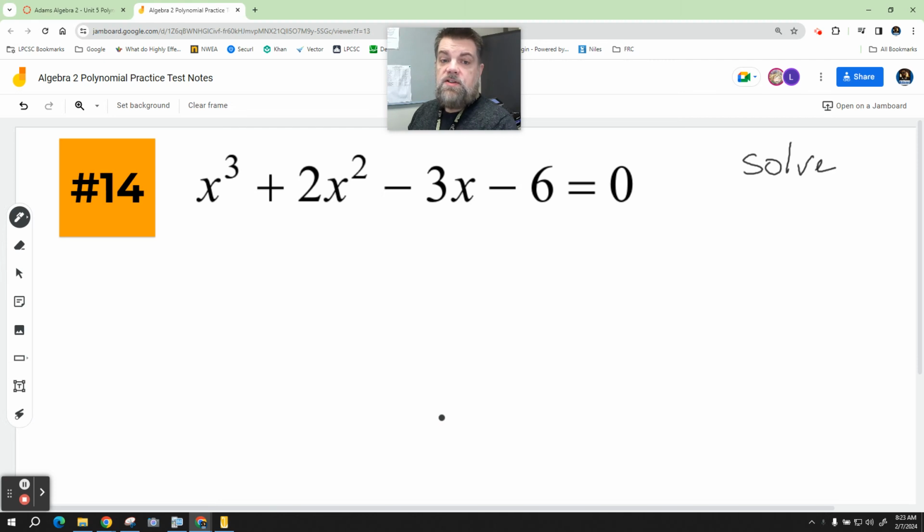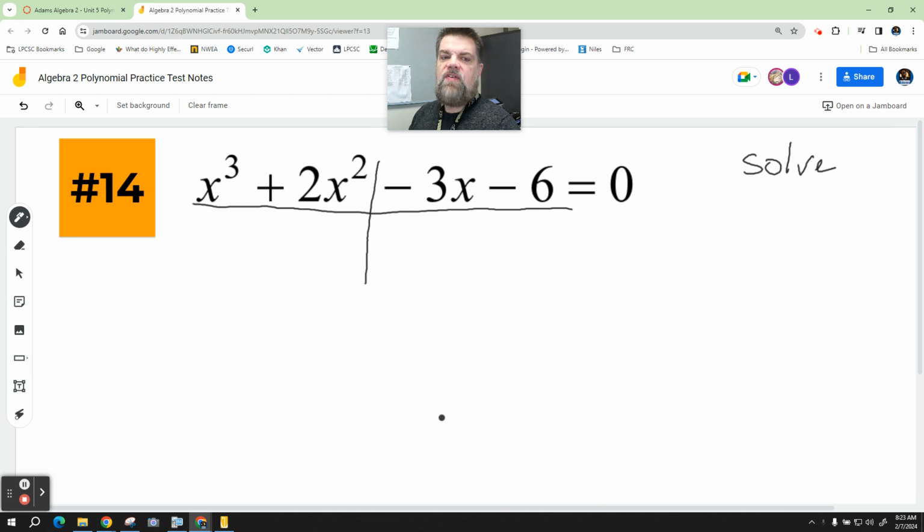All right, so there's lots of ways I could solve this. One way is actually to graph it and find out where it crosses the x-axis and do the synthetic division. But sometimes you could factor by grouping. So factor by grouping, you could probably do it like this.